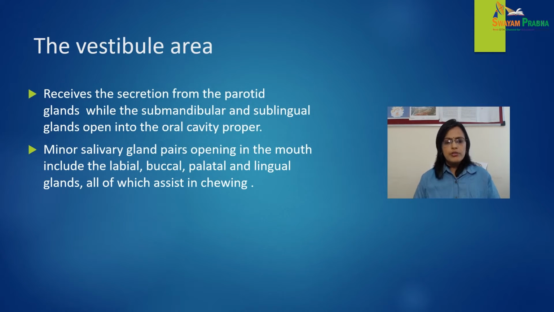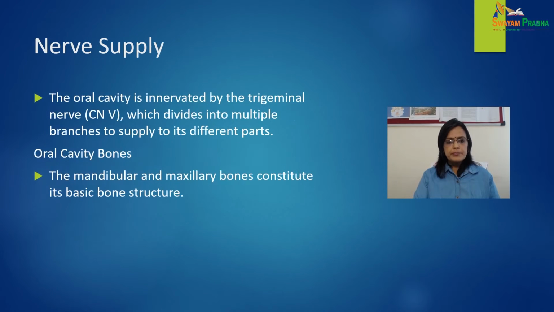Moving to the next, nerve supply. The oral cavity is innervated by the trigeminal nerve, which divides into multiple branches to supply the different parts of the mouth. Then the oral cavity bones: the mandibular and maxillary bones constitute the basic bony structure. So this is a little about the anatomy of the oral cavity.